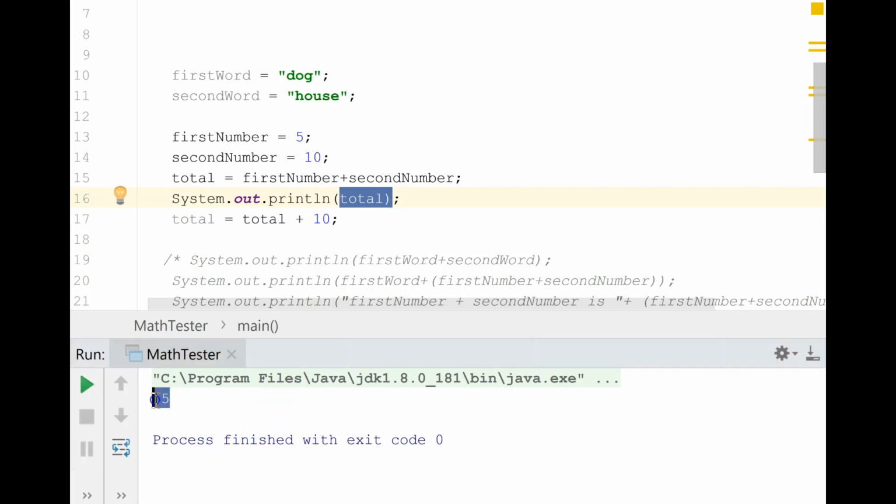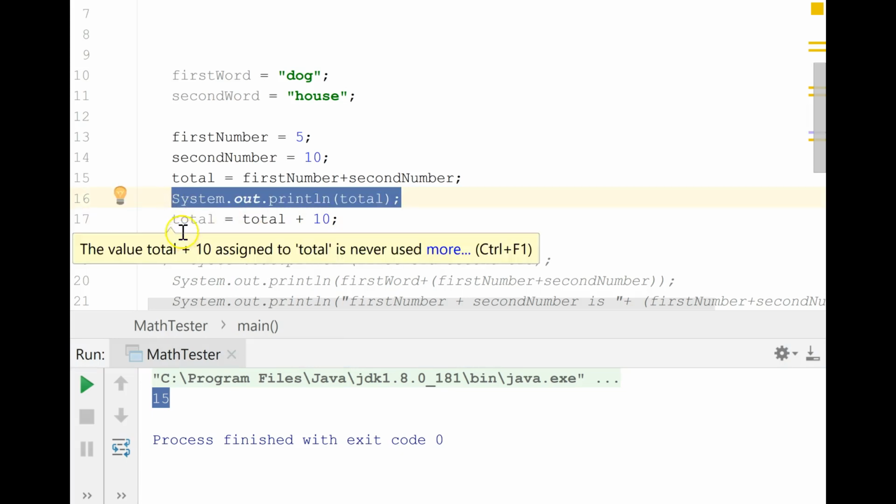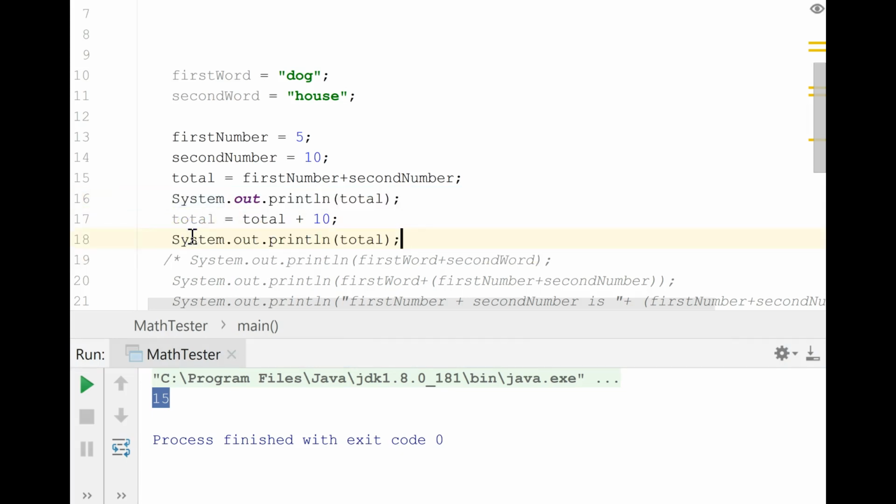So total is still only 15. Now if I print it again, it's going to print 25 below it. If I did this, I would see 15 printed here, and then total would have been changed, and then I could change it, and it would print out the correct current total. So it's only printing out the current total up to that point.